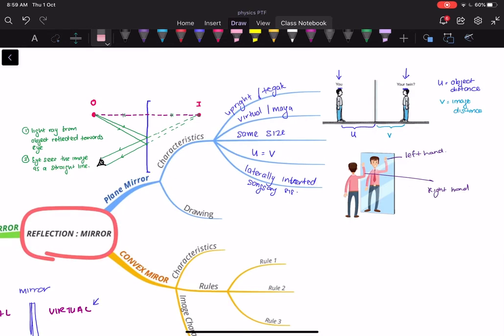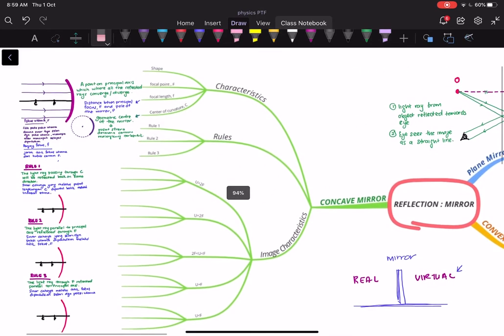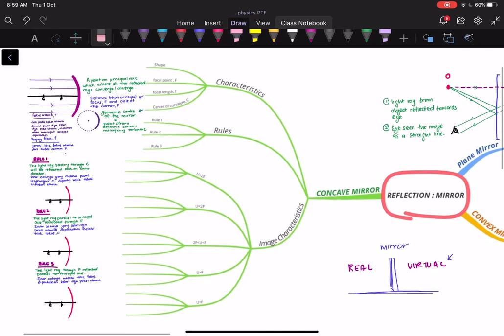And therefore, let's move to the next type of mirror that we're going to look into, which is the concave mirror. Okay, let's move to the next section here. Another type of mirror is a concave mirror. This is the curved mirror, ataupun dalam bahasa Melayu kita panggil sebagai cermin cekung, ya, cermin cekung.